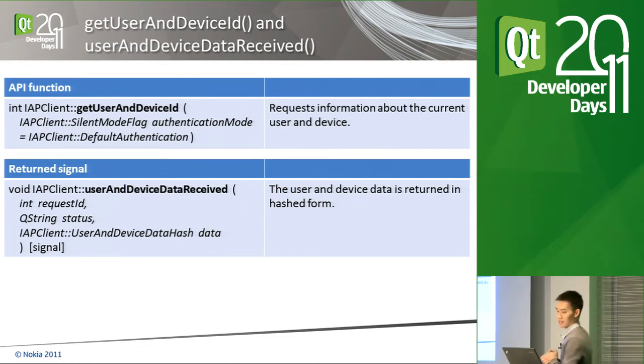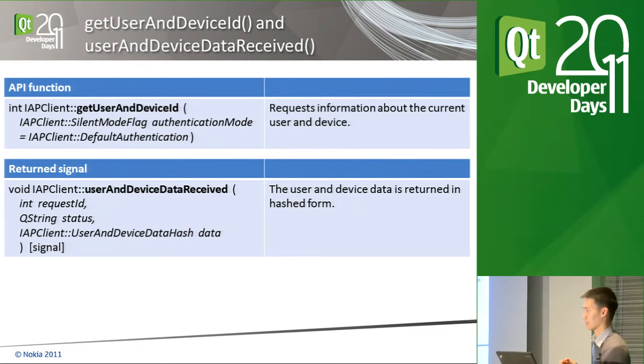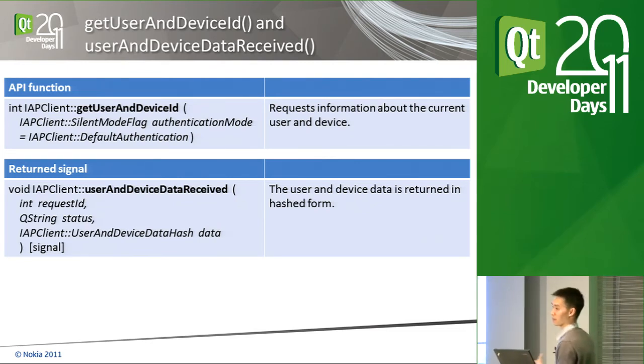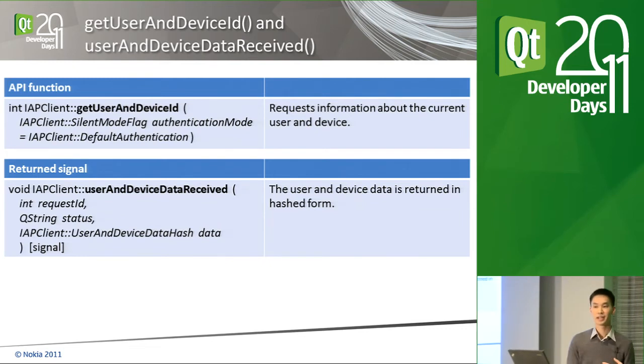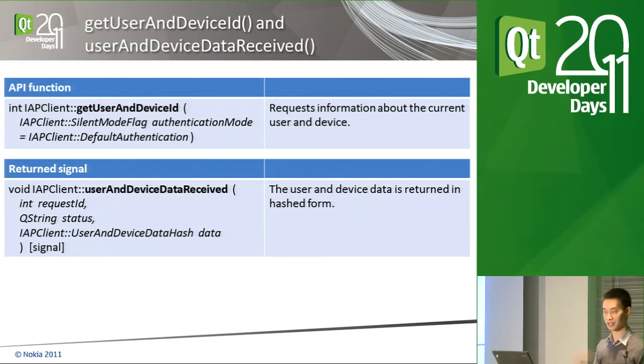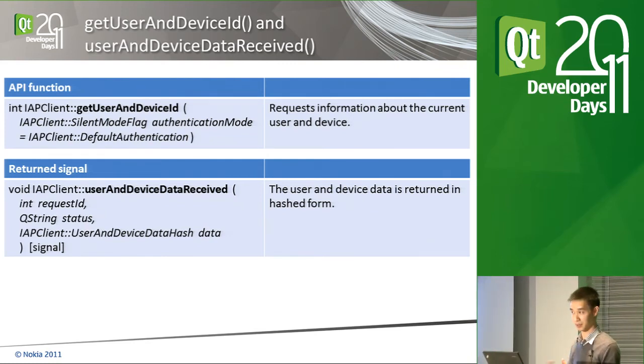The get user and device ID and the corresponding user and device data received callbacks pertain more to applications that support the consumable and the rental in-app purchase type. As I mentioned before, if you employ this type of in-app purchase, then you are responsible for the restoration. To determine whether or not a user has purchased your content item, you can use this particular method in conjunction with something I'll talk about next.